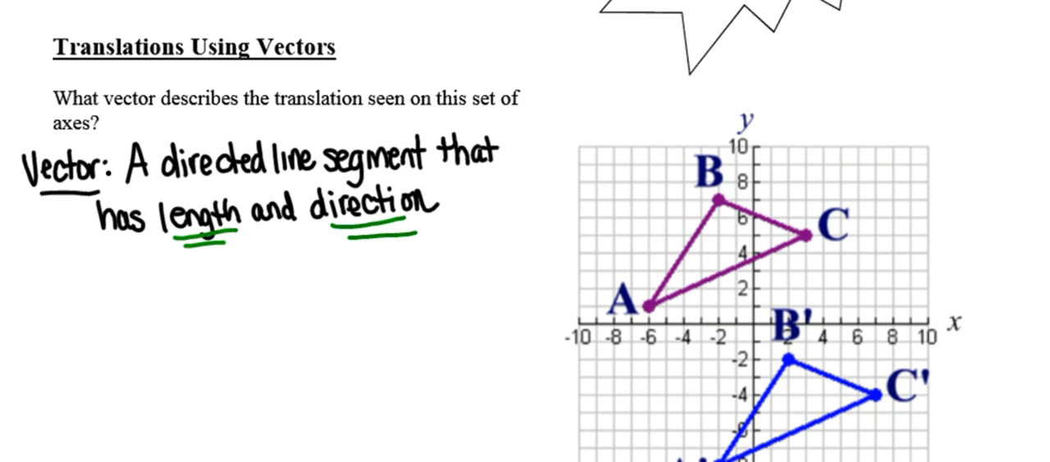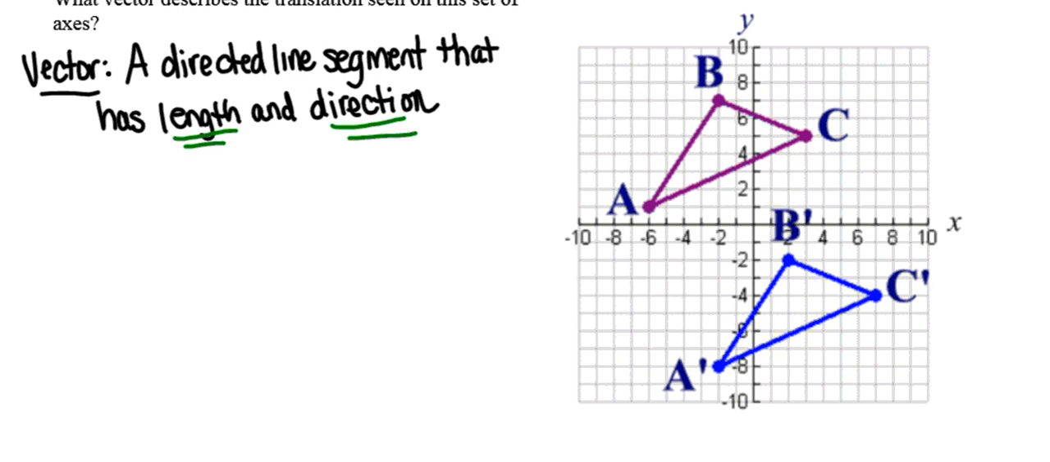All right, if we take a look at our picture on the coordinate plane right now, we've got this purple triangle ABC that, through some vector, some translation, ends up at triangle A'B'C'. Well, if I take a look at where we started in the original at point A and where we ended up in the image, point A', and I draw the line segment between the two, that would represent the vector that shifts point A onto point A'.